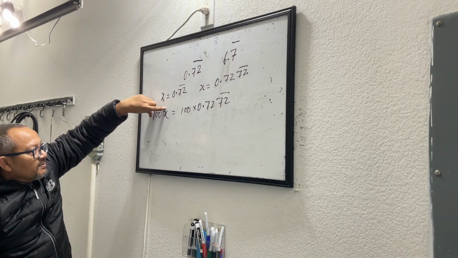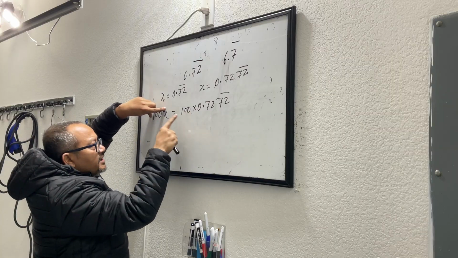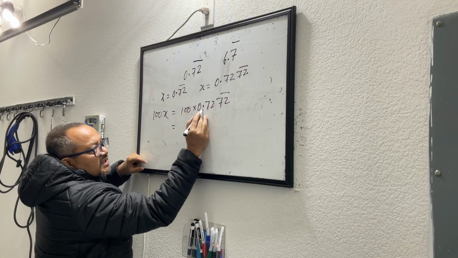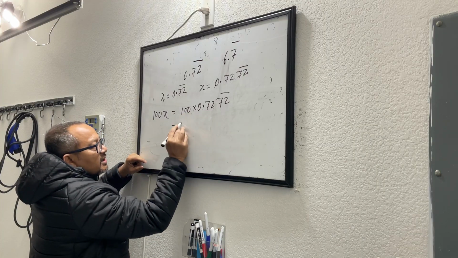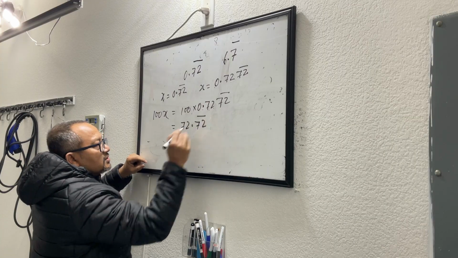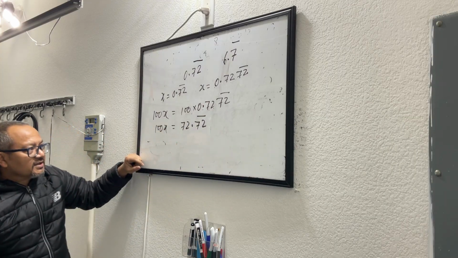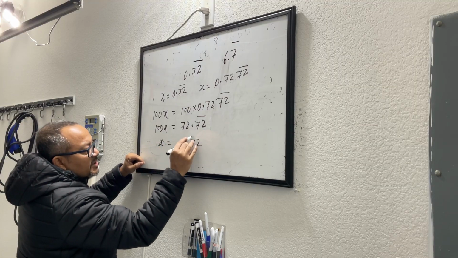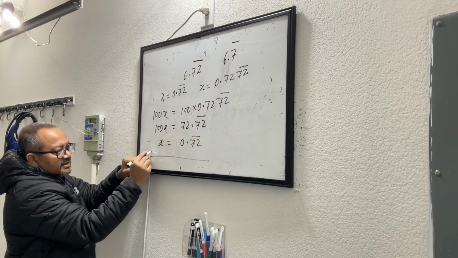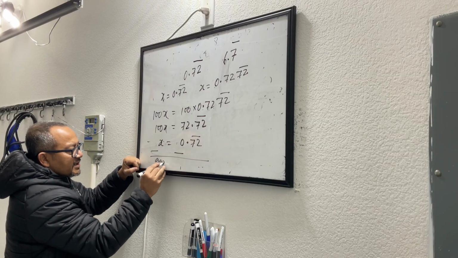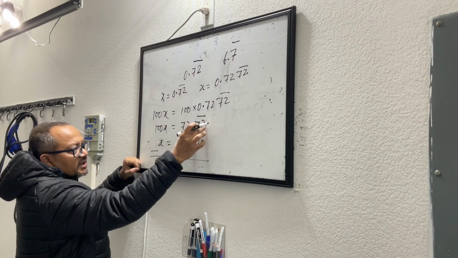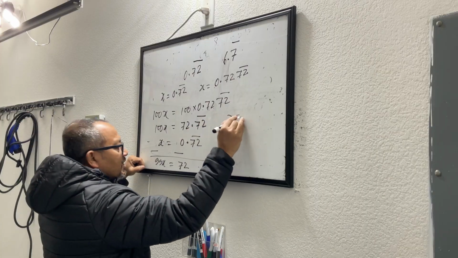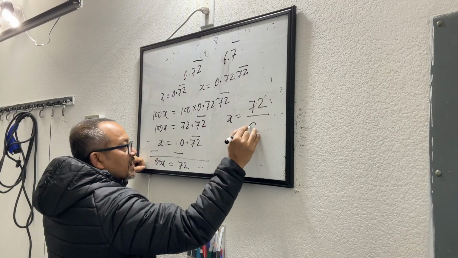So that's why we have multiplied by 100 and we got 100x equals 100 times this, which will be the same as 100 moving this decimal by 2 places, 1, 2. So this will become 72.72 repeating. So 100x equals this. Now x equals 0.72 repeating. Now subtract. This became 99x equals 72, the repeating goes away. So x will be equal to 72 divided by 99.